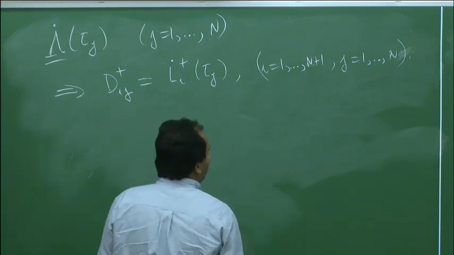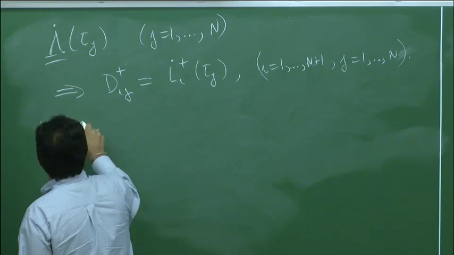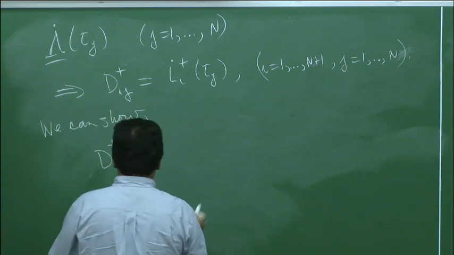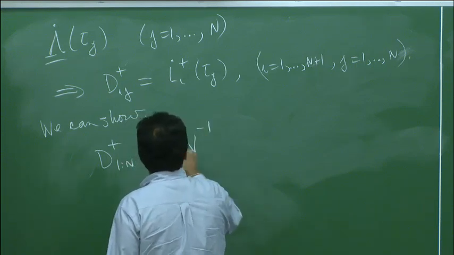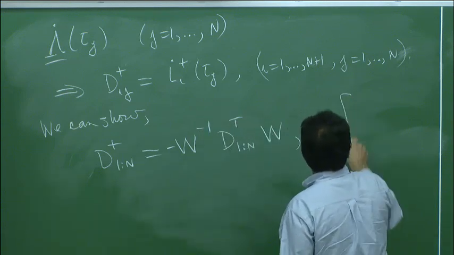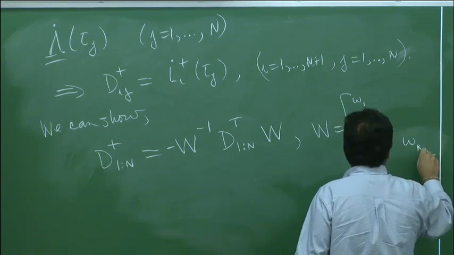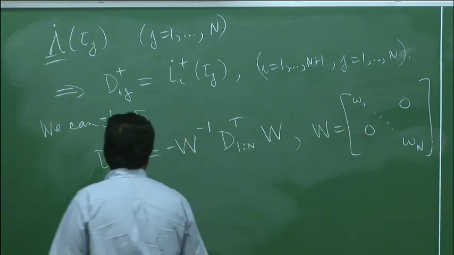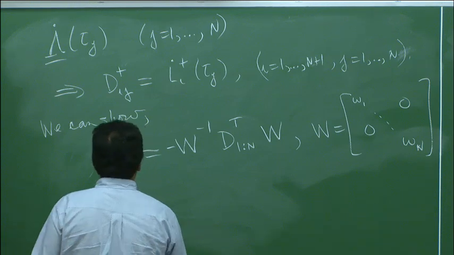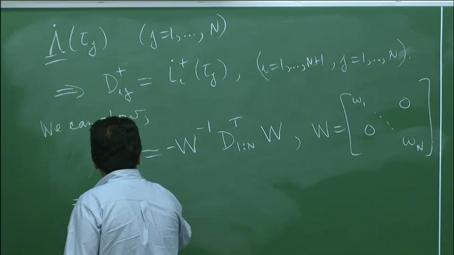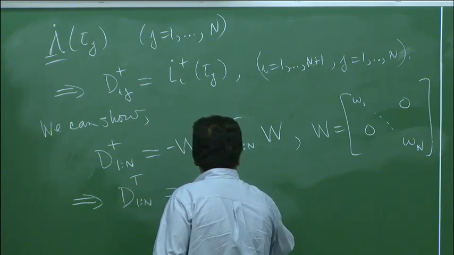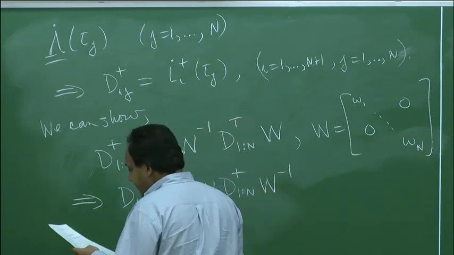Now we can actually show, and this is kind of beyond the scope of what I'm trying to do here, that D dagger 1 through n, so columns 1 through n of D dagger, are related to columns 1 through n of D through the following relationship, where W is a diagonal matrix that contains the LG weights. If I take D 1 through n transpose, I get minus W times D 1 through n dagger times W inverse. That's what I get when I'm all done.